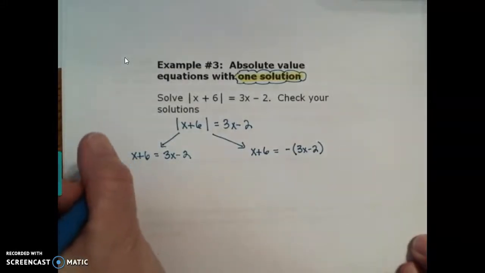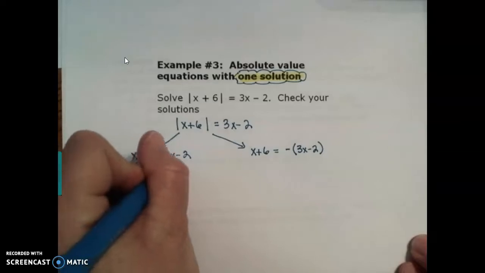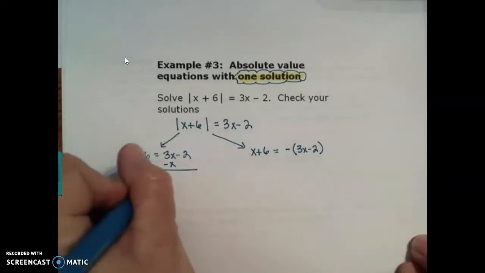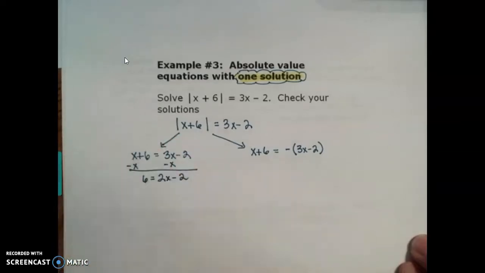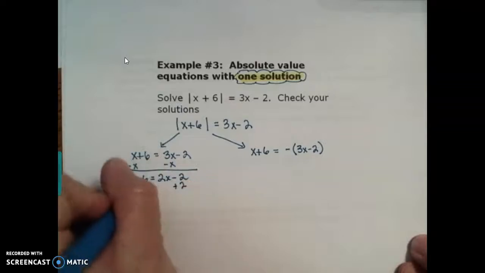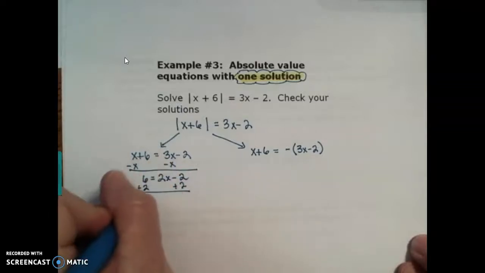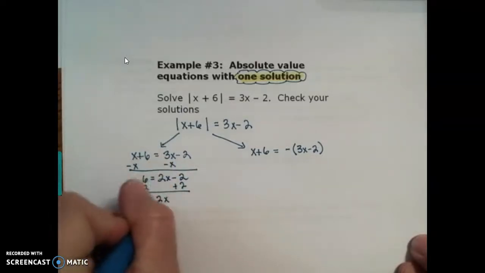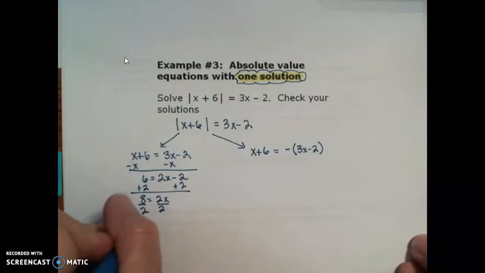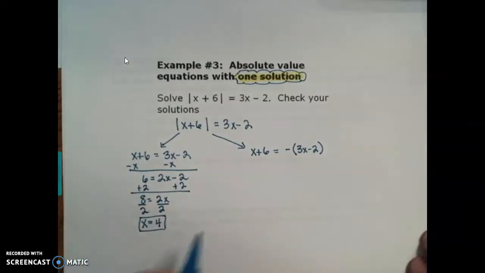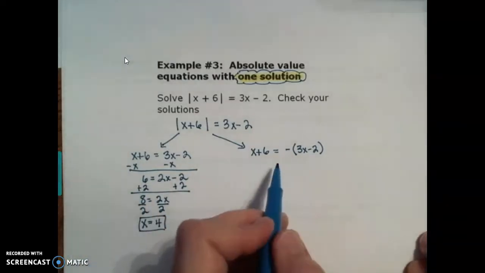So I'm going to subtract x first so that I keep a positive x. I would then add my 2, divide, and you're going to see that x is 4. So then we're going to come to the other equation.